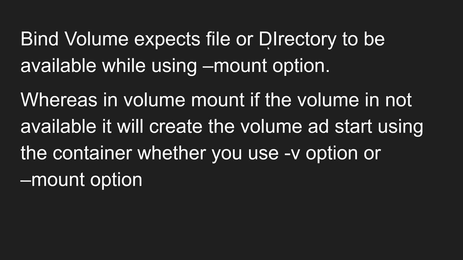Bind volume expects a file or directory to be available while using the --mount option. So whenever you are trying to create a bind mount, if you are using the --mount option, the absolute path directory must be mentioned. The directory should already exist, so you should create it on your own, and then only use the --mount option. It will not create it if it is not available. Whereas in the volume mount, if the volume is not available, it will create the volume and start using it for the container, whether you are using the -v option or the --mount option. In the volume mount, it will directly use it without any problem.